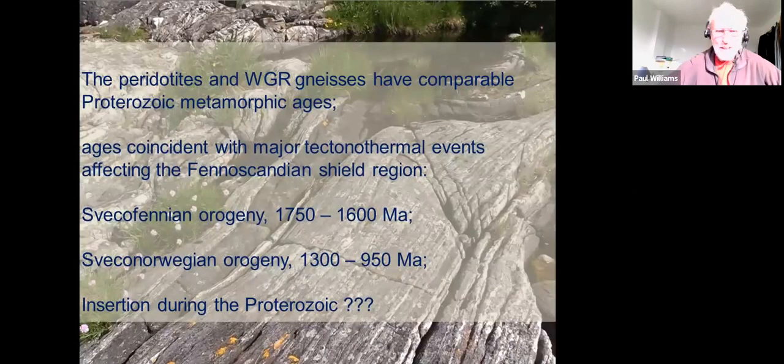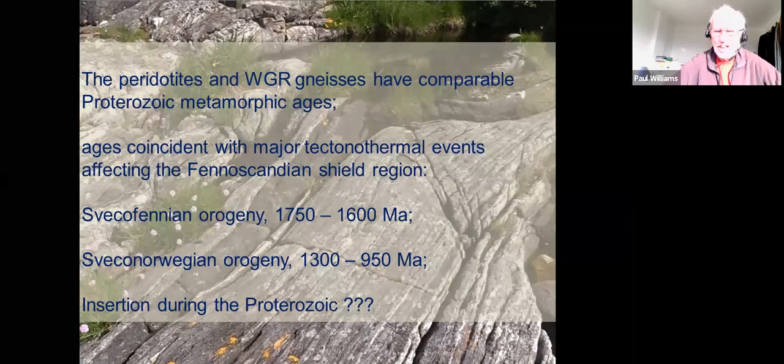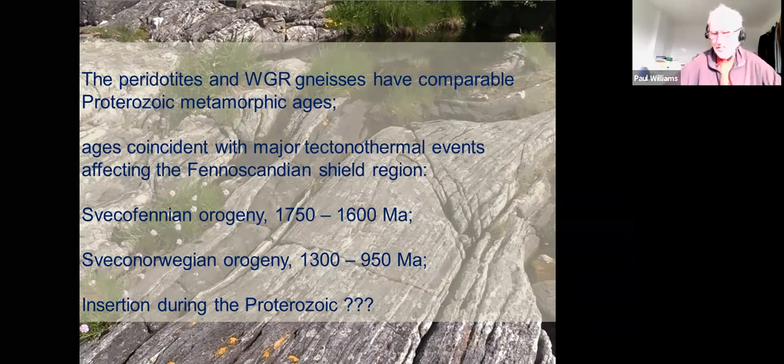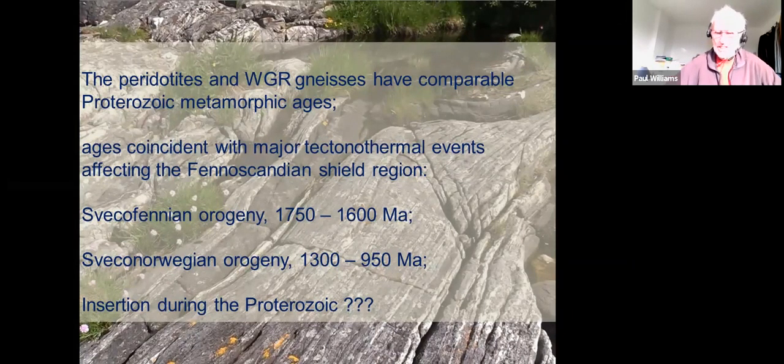So let's look at some evidence. When we look at the peridotites and the Western Gneiss Region gneisses, they've got comparable metamorphic ages that span right the way through the Proterozoic. So they've got a common metamorphic history. And the ages are coincident with these major tectonothermal events that affected the Fennoscandian shield. I mentioned these earlier, but we now come into them a little bit more deeply. We've got the Svecofennian orogeny around 1750 to 1600, and the Sveconorwegian orogeny around 1300 to 950 Ma.